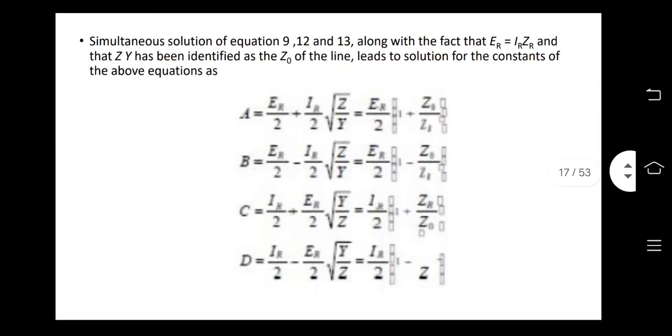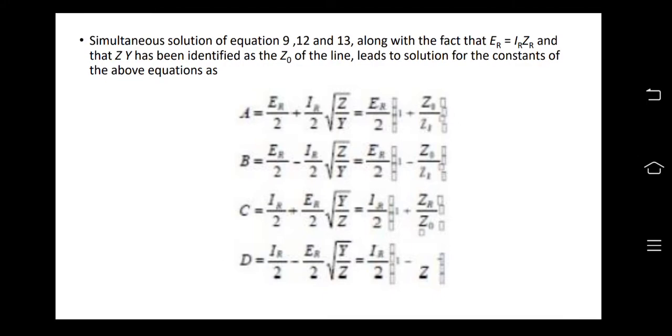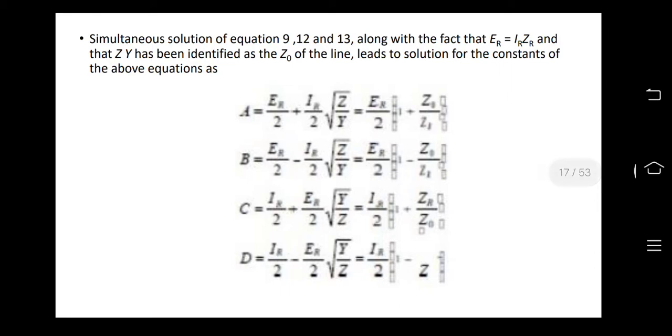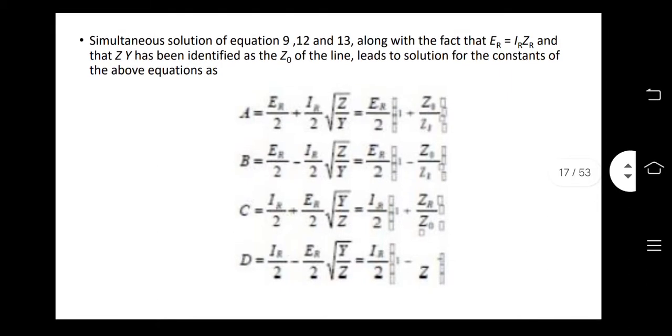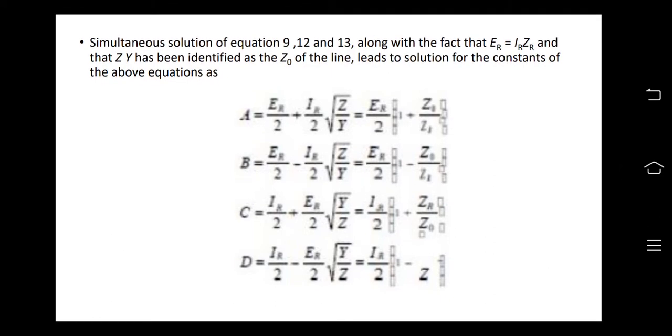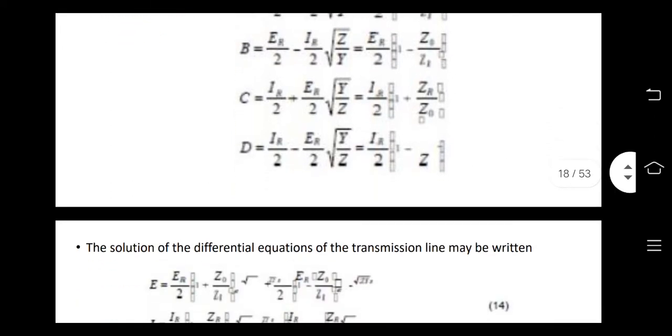So the simultaneous solution of equations 9, 12 and 13, along with the fact that ER equals IR into ZR and that square root of Z by Y can be identified as the Z naught of the line, that is, your Z naught is the characteristic impedance in which it is terminated, leads to the solution for the constants of the above equation like this. So these are the set of equations for A, B, C and D in terms of IR and ER.